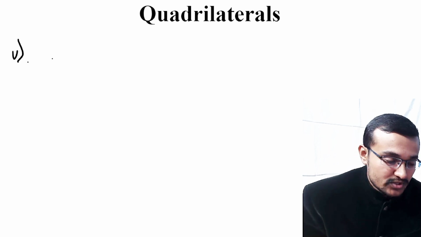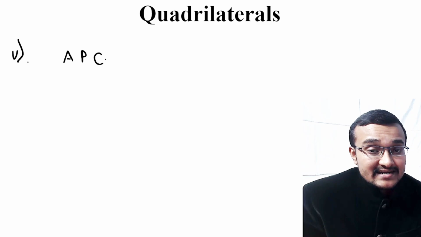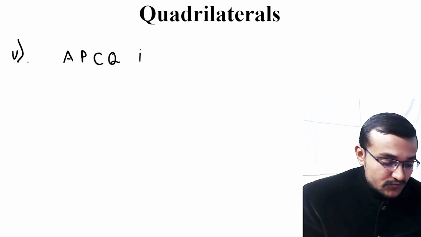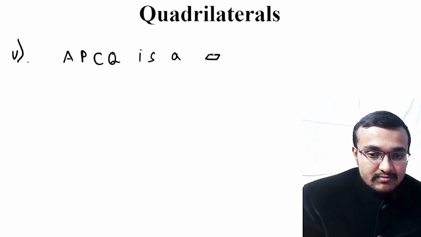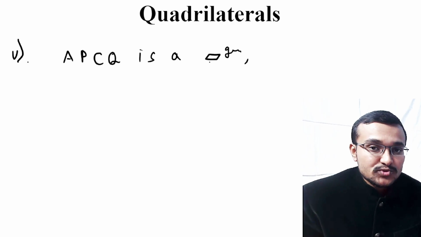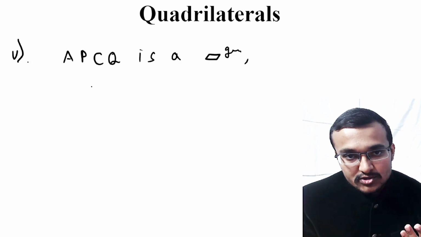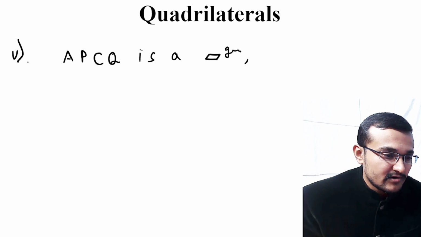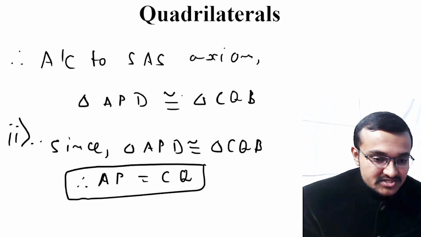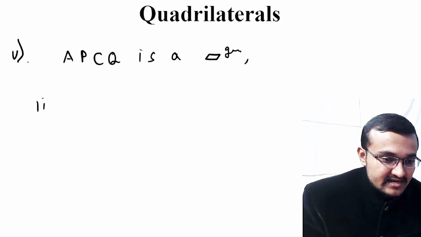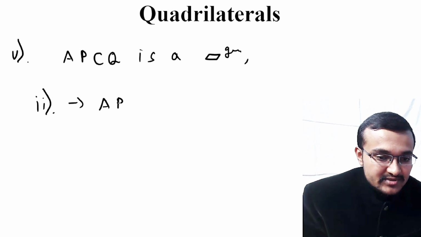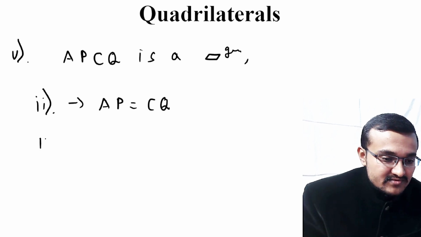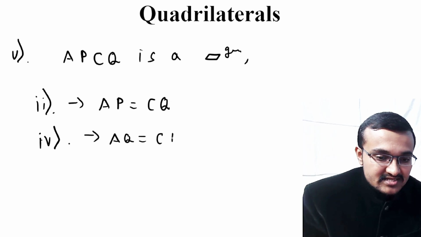Now we will move into the fifth question. Here the quadrilateral which has formed inside, that is APCQ, you need to prove that this is a parallelogram. In order to prove that, you can just prove opposite sides are equal to each other. We have already proved here AP is equal to CQ. From the second question we had proved that AP is equal to CQ, and from the fourth question we had proved that AQ is equal to CP.